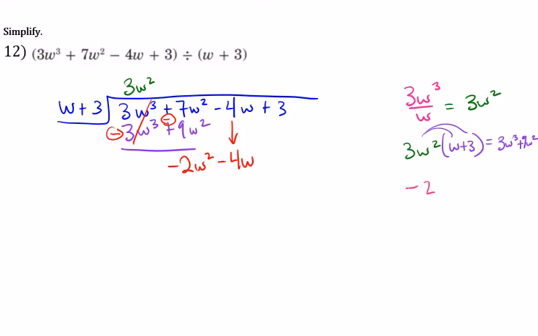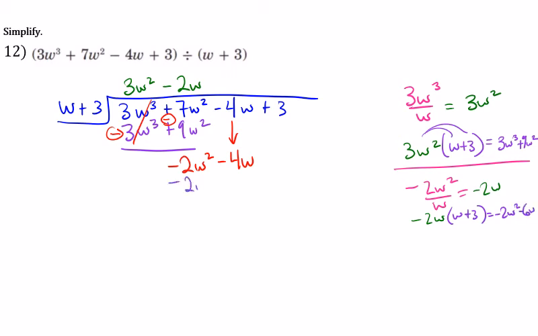So I'm going to start this process all over again, right? Negative 2w squared divided by w equals negative 2w, right? Put that in green. Negative 2w, so I'm going to put that up here. Then what are we going to do? We're going to multiply this by this, right? So I'm going to take negative 2w and multiply it by w plus 3. So I distribute, and I get negative 2w squared minus 6w. I'm going to put that here: negative 2w squared minus 6w.